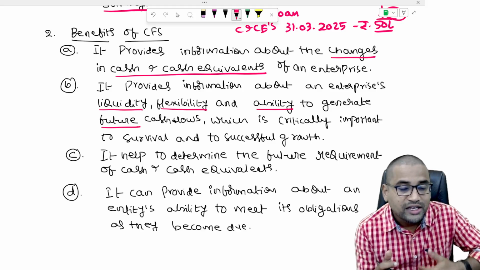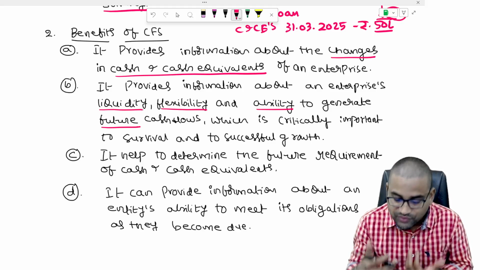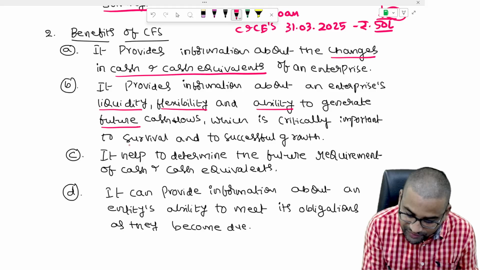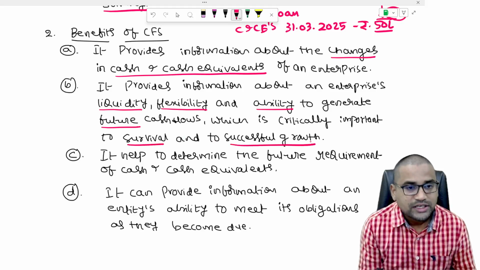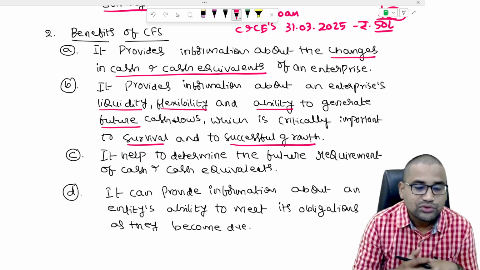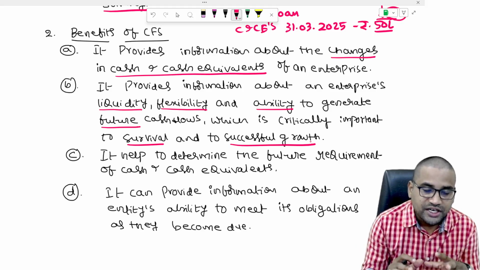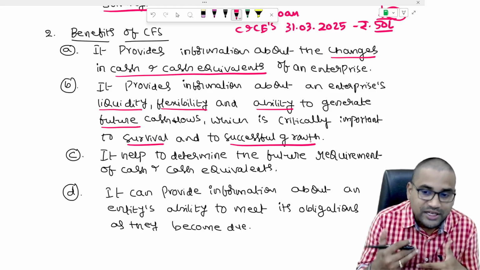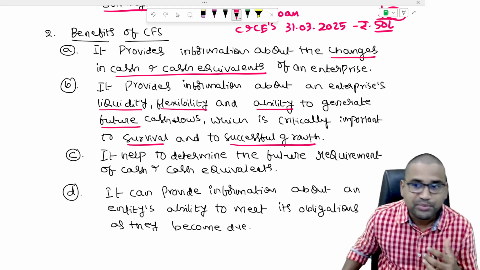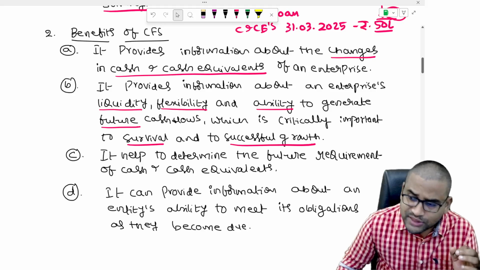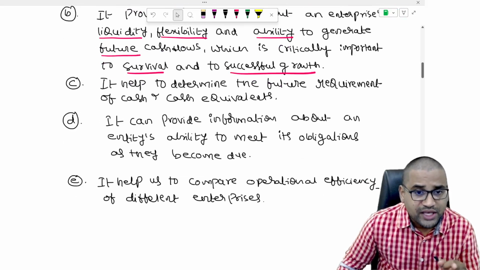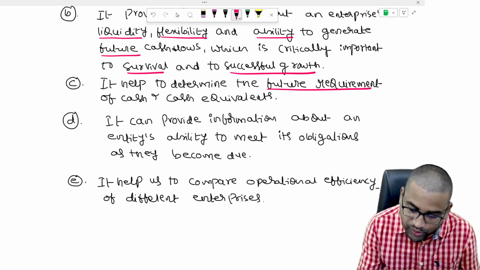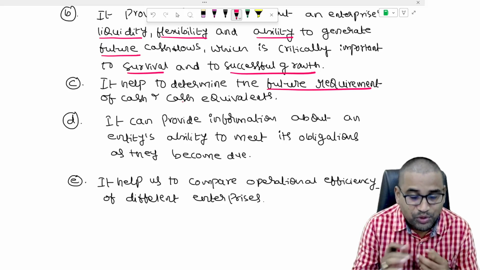So therefore how can they take a decision? Only by making analysis. For that this will help. So which is critically important to survival and successful growth. Definitely for survival and successful growth of any organization, they should have the ability to generate sufficient cash flows, and they should have proper liquidity, sufficient liquidity to meet the expenditure, all these things. So by preparing cash flow statement, all these things we can achieve. And it also helps to determine the future requirement of cash and cash equivalents. This point I also covered.